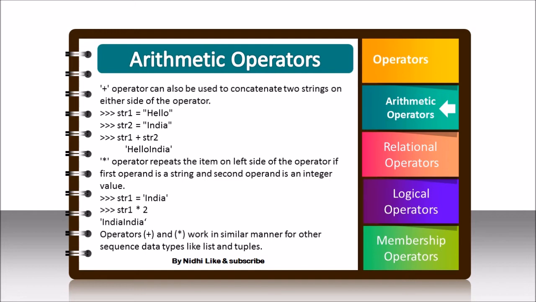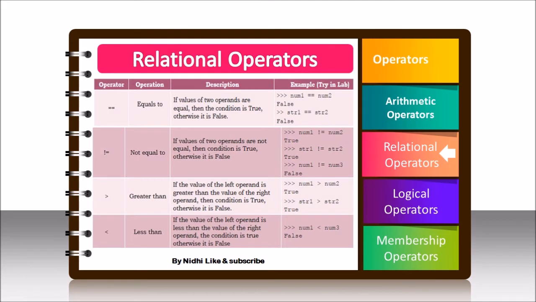Next is relational operators. Relational operators are used for comparing two values. It doesn't give you a numeric answer, it gives you the answer in the form of true or false. See, the double equal to symbol is used for checking equality. If you write a = b, it is not checking equality, it is just assigning the right hand side value to the left hand side variable. But this double equal to just checks whether both the values are equal or not.